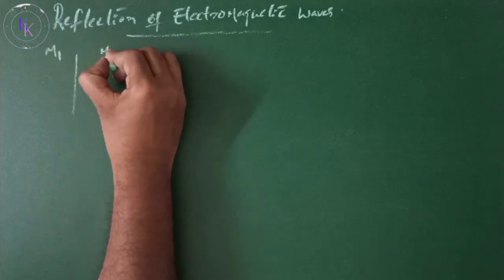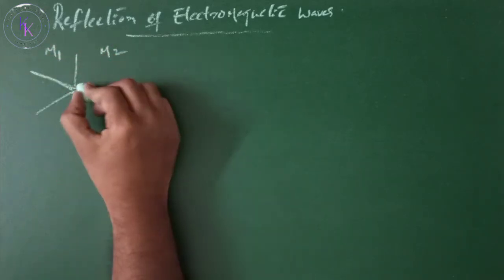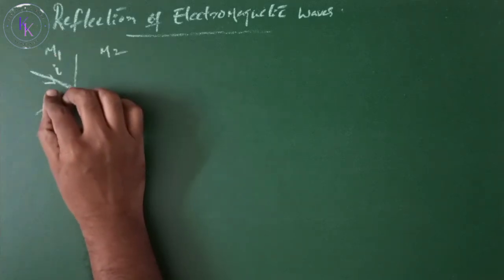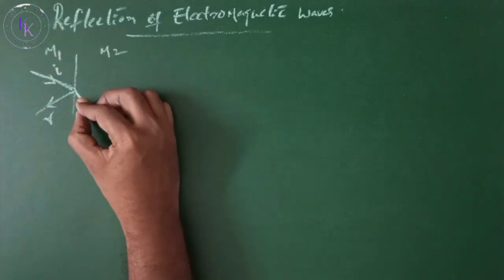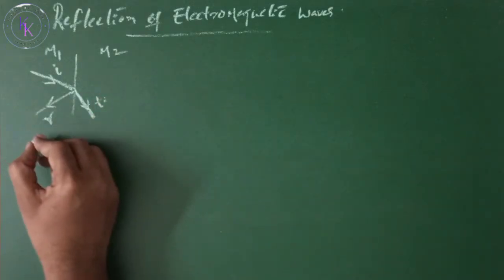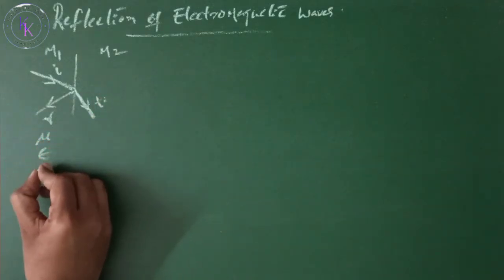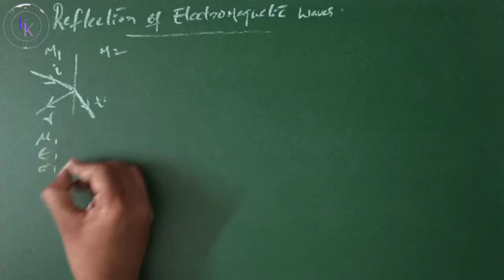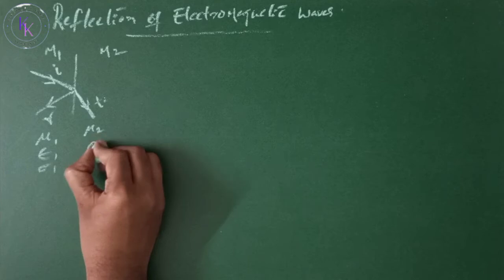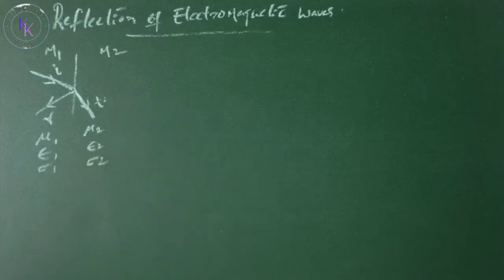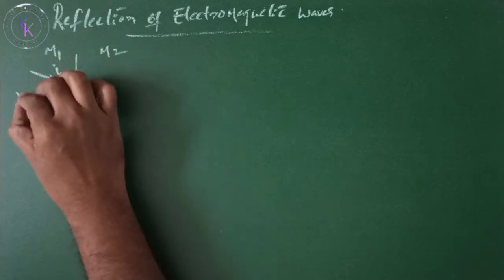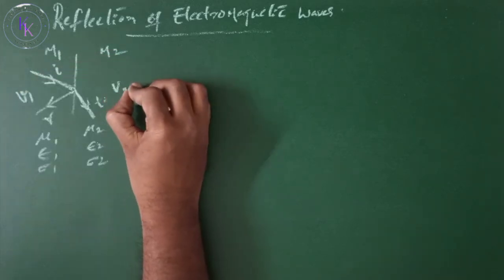Media 1, media 2. This is the incident wave, this is the reflected wave, and this is the refracted or transmitted wave. This has mu 1, epsilon 1, sigma 1 since it is medium 1, and this is mu 2, epsilon 2, sigma 2 for the second medium. This has the velocity v1, and this has the velocity v2.